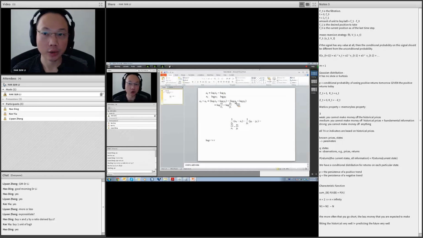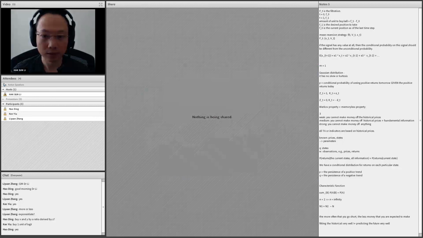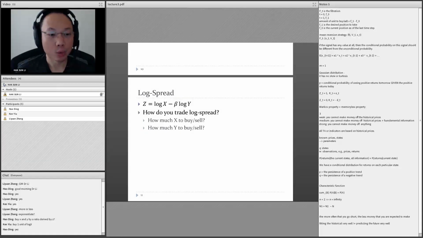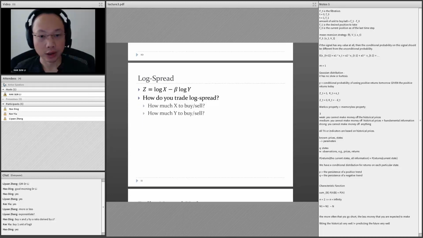So in the general case, for the log spread, when we buy 1 unit of Z, we are essentially buying $1 worth of X and selling beta dollar worth of Y. Likewise, when we are selling Z, we are selling $1 worth of X and buying beta dollar worth of Y. Okay, so this is how we trade the log spread. And as we shall see in the next theory class, we're going to use the log spread instead of the regular spread that everybody uses.